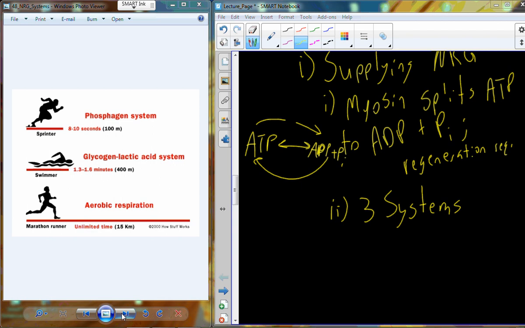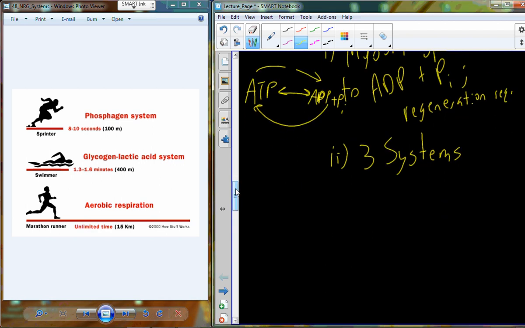So we'll go through all three of these: the phosphagen system, the glycogen lactic acid system, and the aerobic respiration, or cellular respiration. Now I'm going to start with the phosphagen system, and you're probably going to be familiar with the phosphagen system by another name. You've probably heard it referred to as the creatine phosphate system.